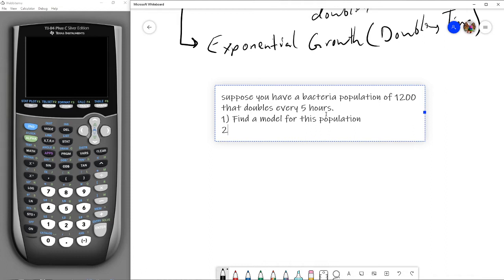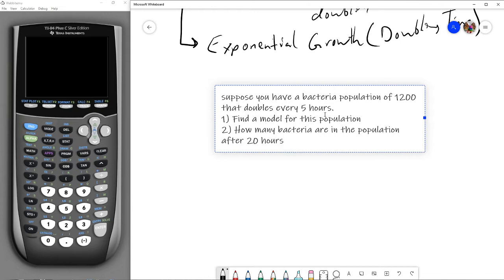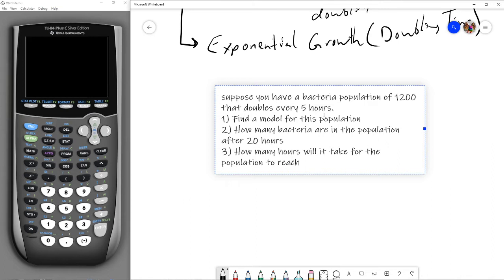2. How many bacteria are in the population after, how about 20 hours? And 3. How many hours will it take for the population to reach 1 million?